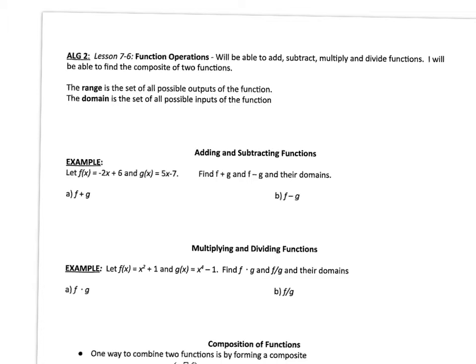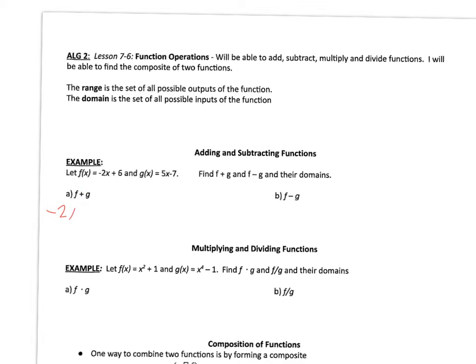We change from radical expressions to functions. So if you remember in the beginning of the year, the range is a set of all outputs or y values, and the domain is a set of all inputs. So if you have two functions, f of x equals negative 2x plus 6, and g of x equals 5x minus 7, this just means add the two expressions together.